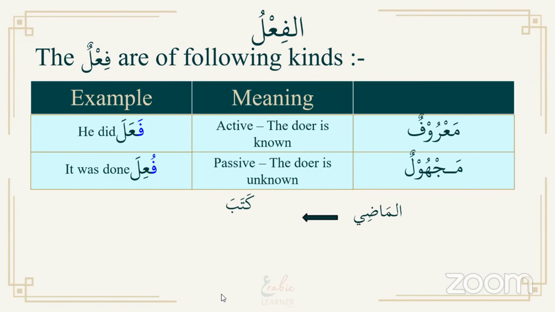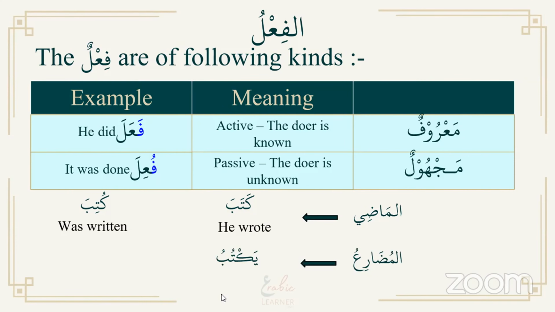It was done. That is the majhul form. So when I say kataba, he wrote, the fail is known, and kutiba, was written, the fail is unknown. In the same way, yaktubu, he writes, the fail is known. Yuktabu, majhul form, is being written, the fail is unknown. Now, what is Naibul fail? You know that in the majhul form the fail is unknown. What is the Naibul fail?